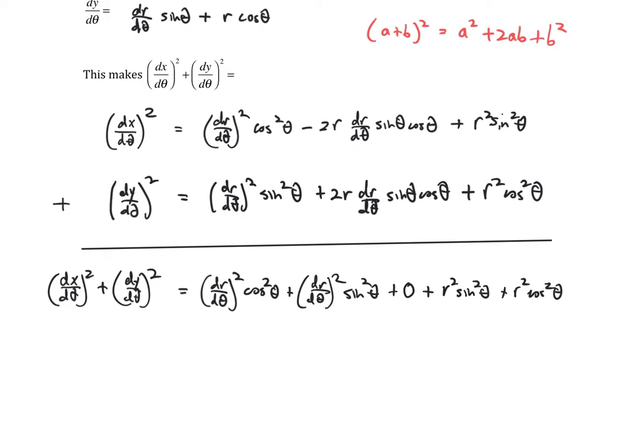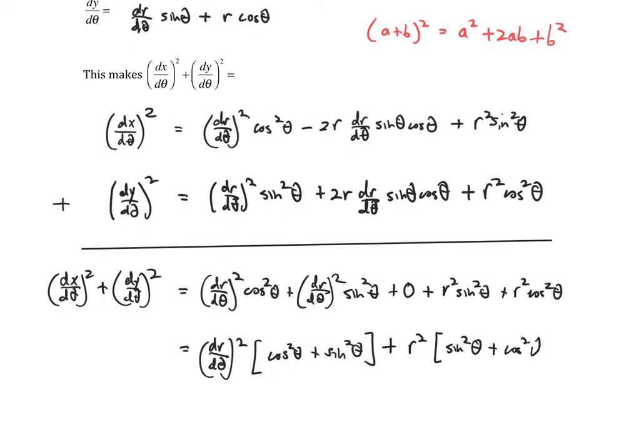Okay. So I think we could see that we have some common factors here. From these first two right here, they have a common factor of dr d theta squared. So this is going to be dr d theta quantity squared, and then we have a cosine squared theta plus sine squared theta. For the second two, we have a common factor of r squared, so for that second factor, we're going to get r squared times sine squared theta plus cosine squared theta. As we know, each of these two objects is equal to 1. That's our Pythagorean identity.